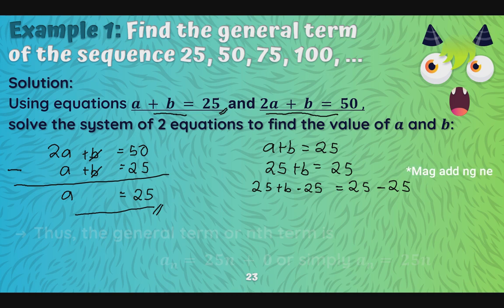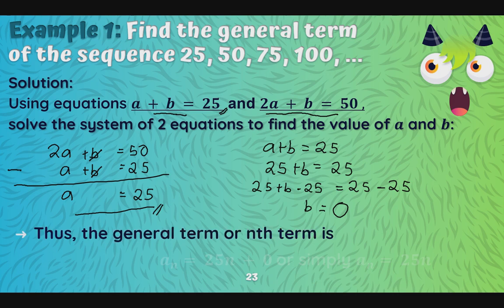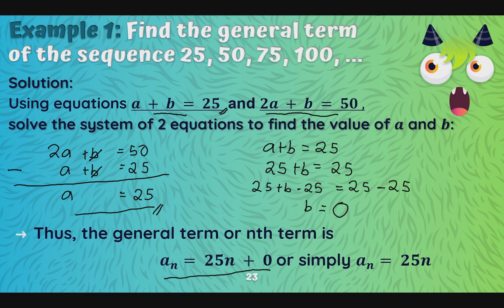Para mawala yung ating 25 sa kaliwa, or in short, B na lang yung matira sa kaliwa. So, 25 minus 25, 0 yan. B ang natira. B is equal to 25 minus 25 is 0. So, ang A natin ay 25, ang B naman ay 0. So, gamit yung formula natin, ganito ang magiging itsura ng ating general term. A sub n is equal to 25 plus 0, or pwede namang hindi na natin isama yung 0. A sub n is equal to 25n.